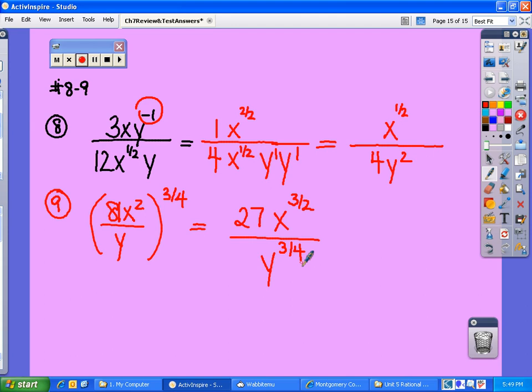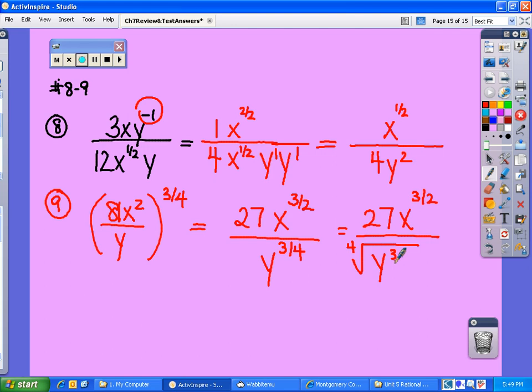Now, we should also remember that we can't leave a radical in the denominator, so we're going to have to deal with that. Let's rewrite it as a radical so that we can see what we actually have here. Remember, this denominator becomes the index, and we have the fourth root of y to the third. Remember that we'll need one more y in that denominator before we can take it outside the radical.